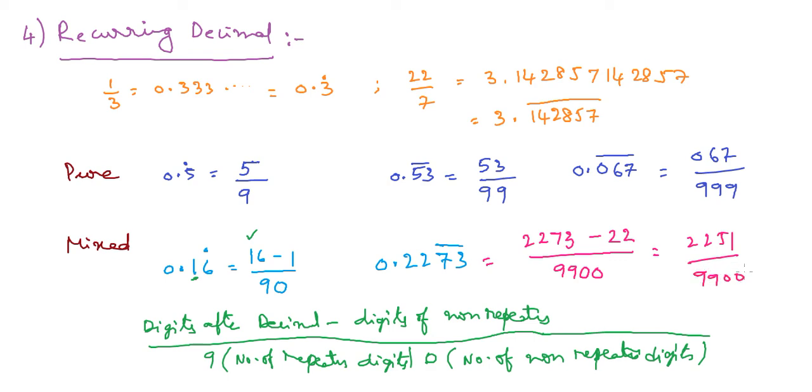Very simple concept. After this, there are some basic formulae, which we have already discussed in the first unit itself, such as (a plus b) whole square, those types of formulae.